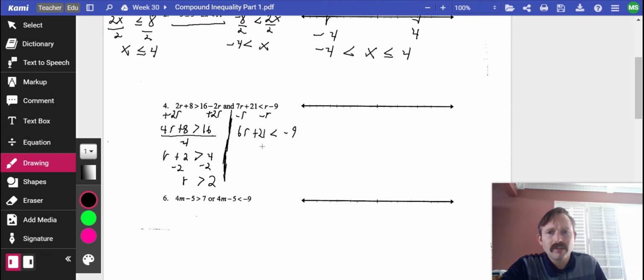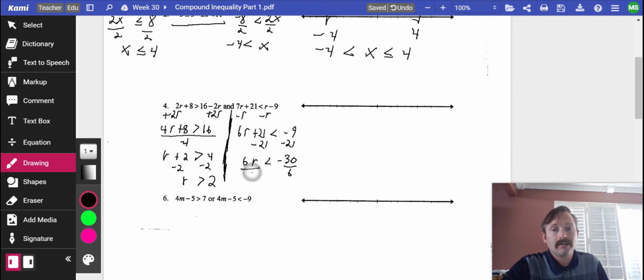So I know I could divide by 3, but let's subtract 21 on both sides. If I subtract 21, I get negative 30 is bigger than 6r. Now I just need to divide by 6, because the opposite of times 6 is divide. All right, so I'm left with r is less than negative 5.